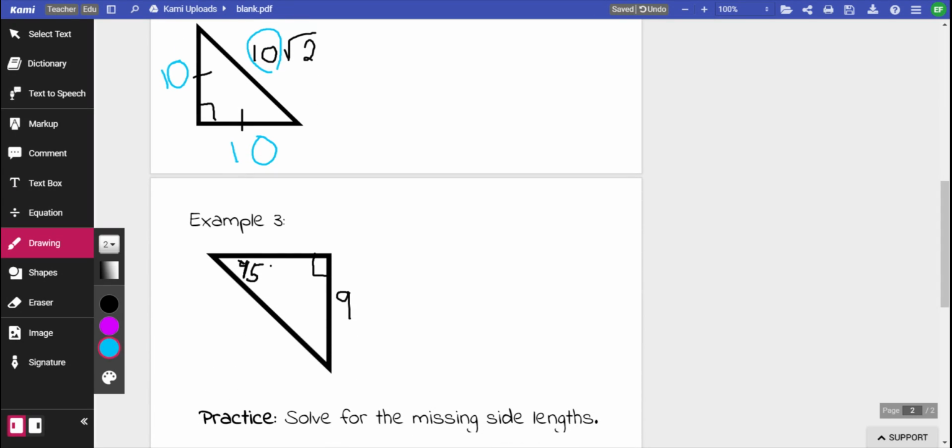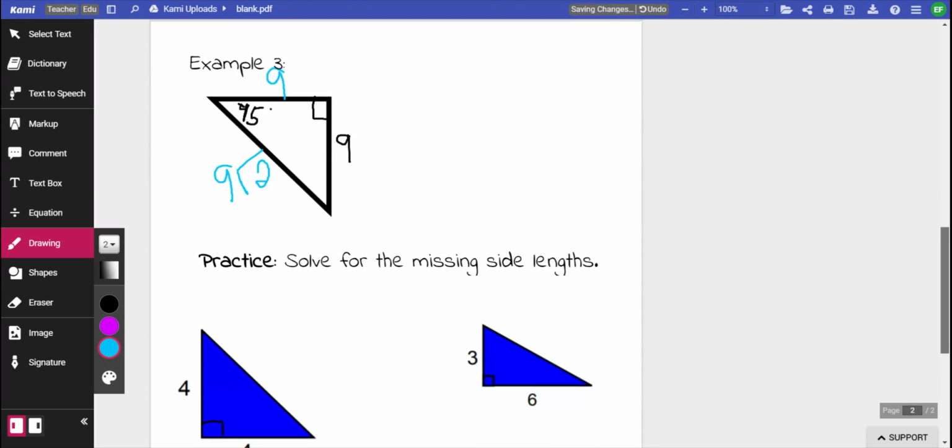Moving down to example 3, here we're told that we have a 45-degree angle and a right angle. That's enough information to prove that we have an isosceles right triangle. So if one leg has a length of 9, the other leg will have a length of 9, and our hypotenuse will have a length of 9 times the square root of 2.